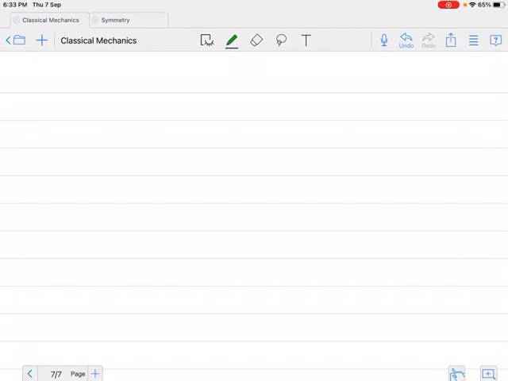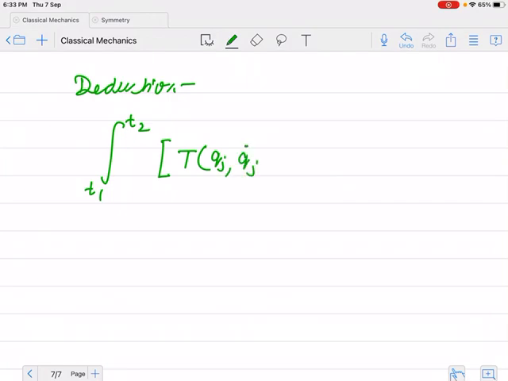So how can we derive this result? Let us consider a conservative system of particles, and we are employing generalized coordinates. The integral can be written as the integral from t1 to t2 of kinetic energy T(qj, qj dot) minus potential energy. For a conservative system, potential energy is only a function of the generalized coordinates. Therefore, according to Hamilton's principle, the variation of the integral is zero.